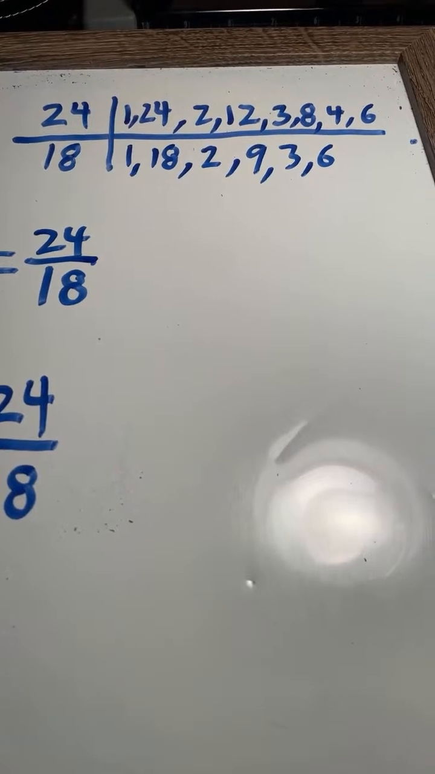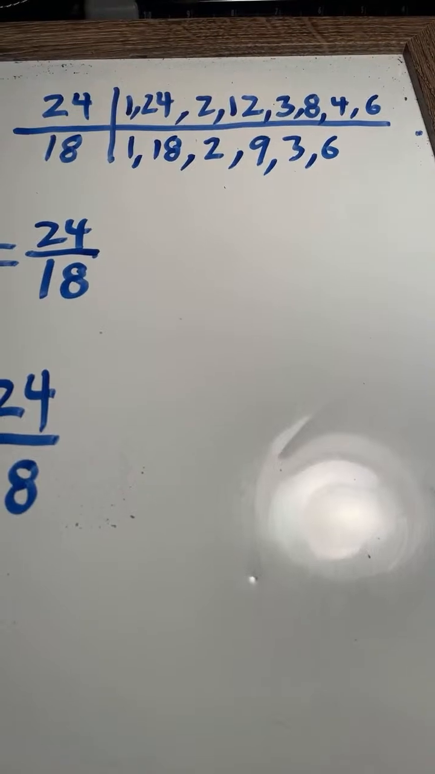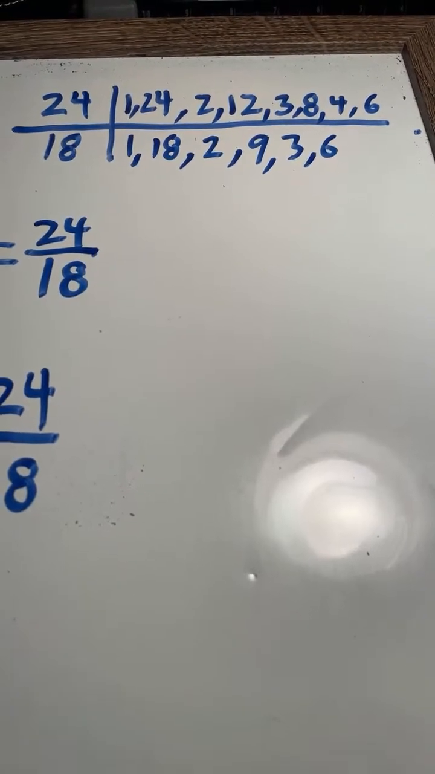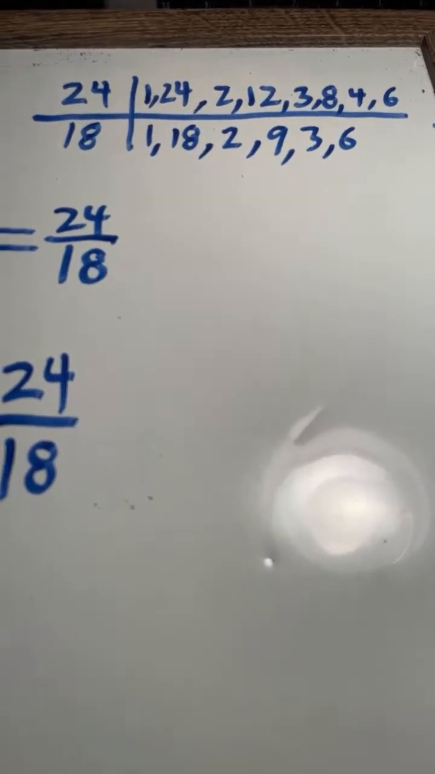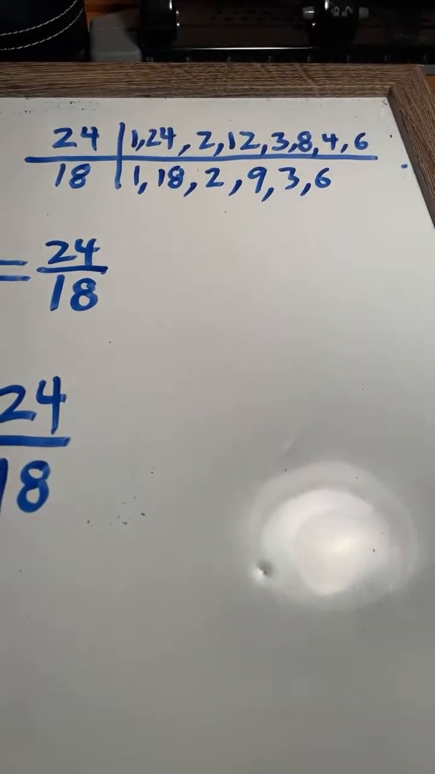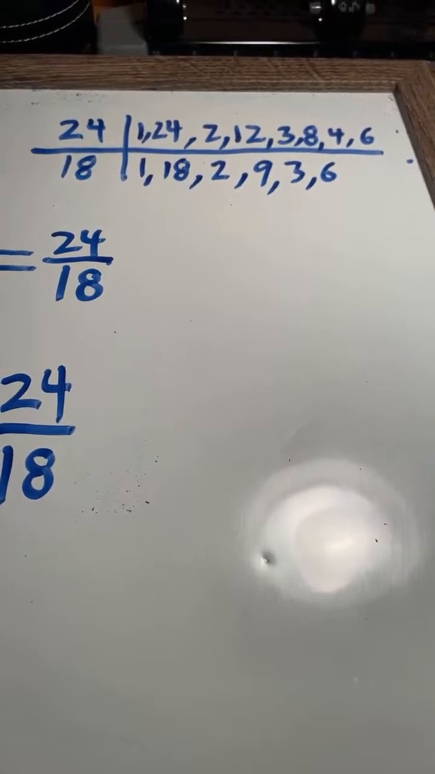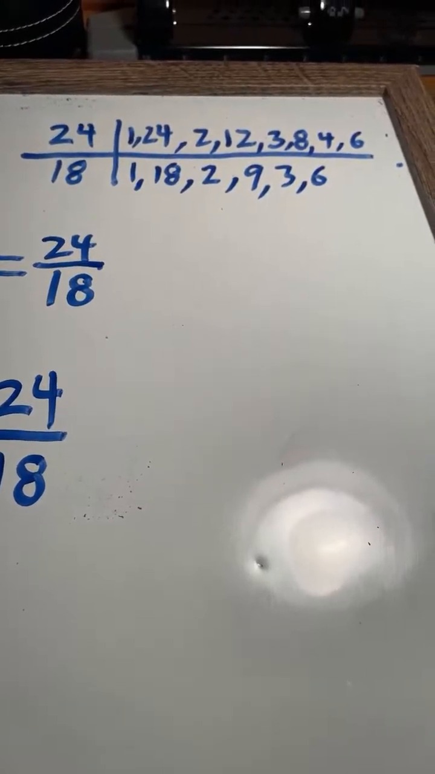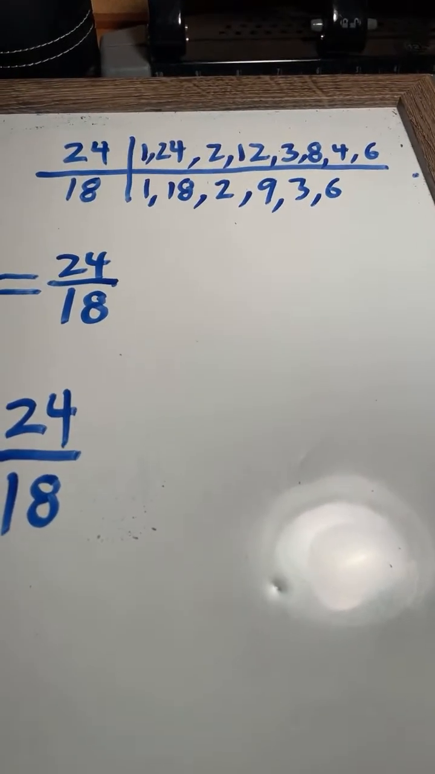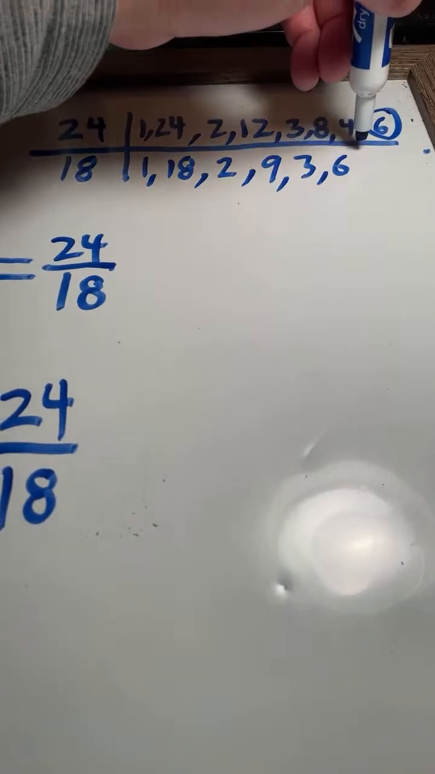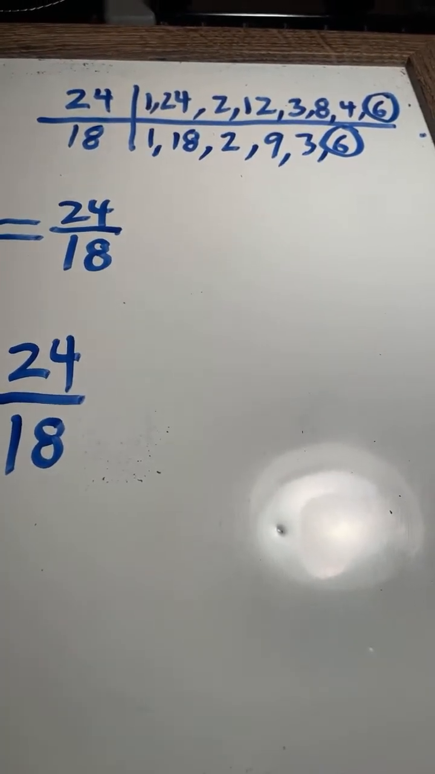4 is not a factor of 18, 5 is not a factor of 18, 7 is not a factor of 18, 8 is not a factor of 18. So we have all our factors here. Now we've got to divide by the greatest common factor. So again, we're dividing by the greatest factor that both 24 and 18 have in common. Even though 6 is not the greatest factor listed, it is the greatest that's common between 24 and 18. So 6 is our greatest common factor. That's what we need to divide by.